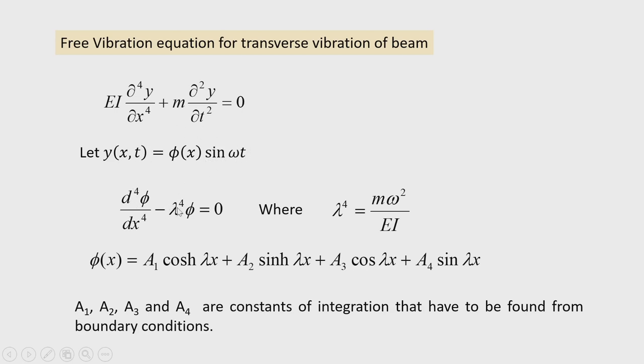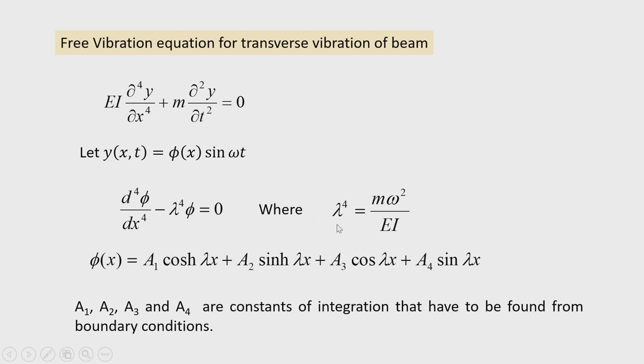because of separation of variable. Now minus lambda 4 into phi, how is the minus sign coming? Because we have differentiated the sine function twice with respect to time. As a result of this, minus omega square sine omega t was coming, and this sine omega t is cancelled from both sides. Okay.